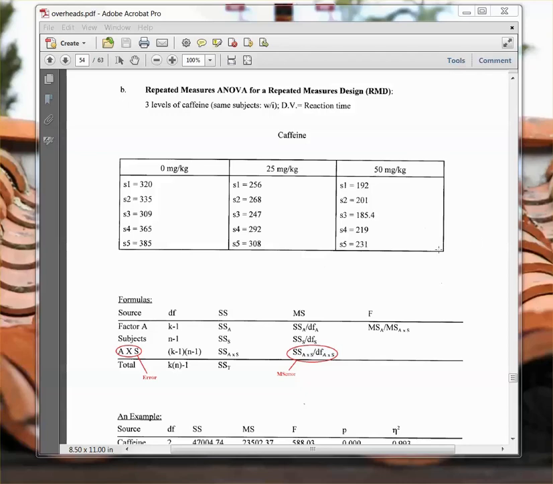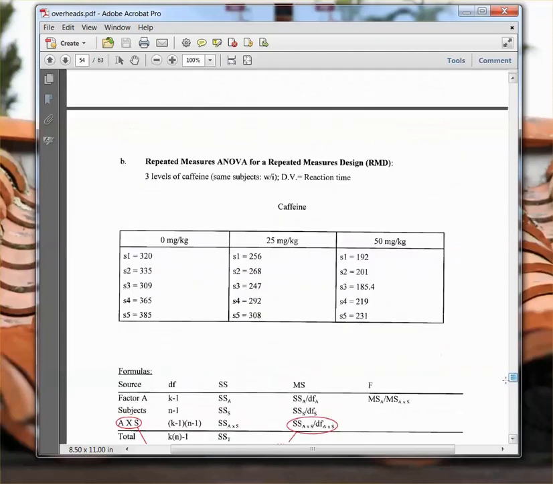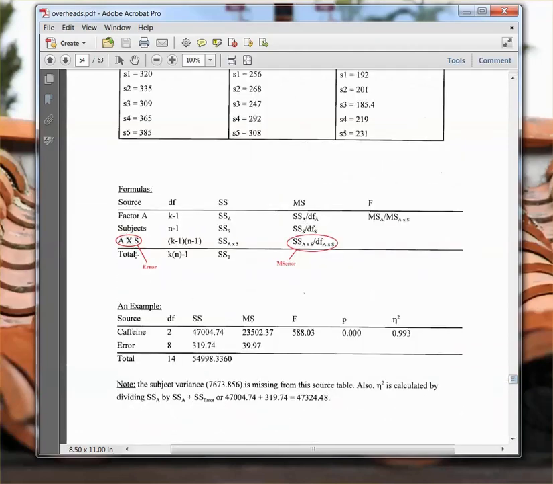So when we look at the formulas and the source table for repeated measures analysis of variance, it's very similar to the one-way analysis of variance, but you'll notice that we have an additional entry. Before we only had 2 entries. We had a source of variability which was due to our independent variable. Here I'm calling it factor A. Factor is an independent variable. So this is due to our independent variable.